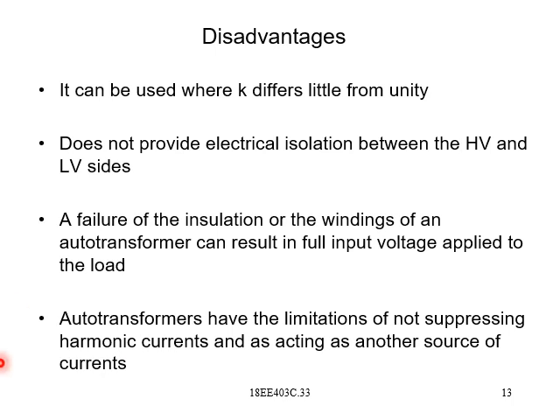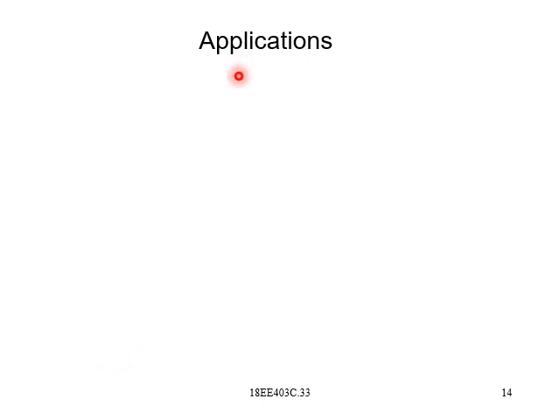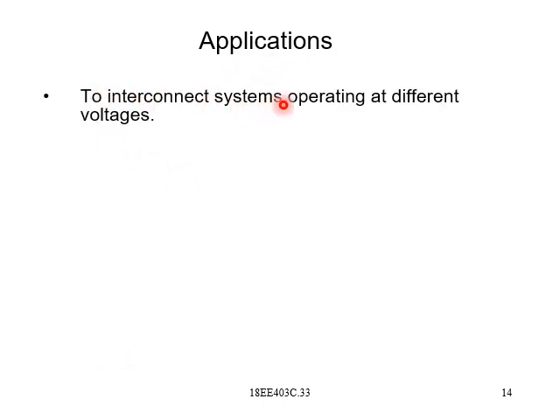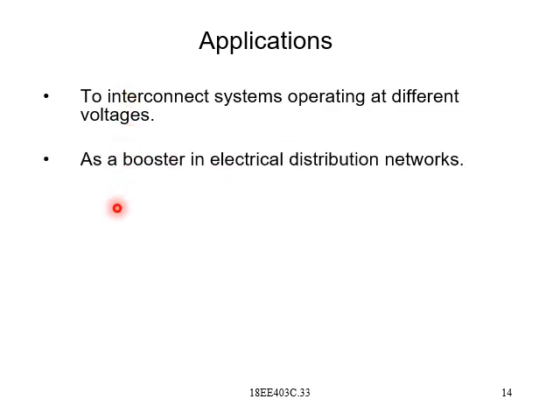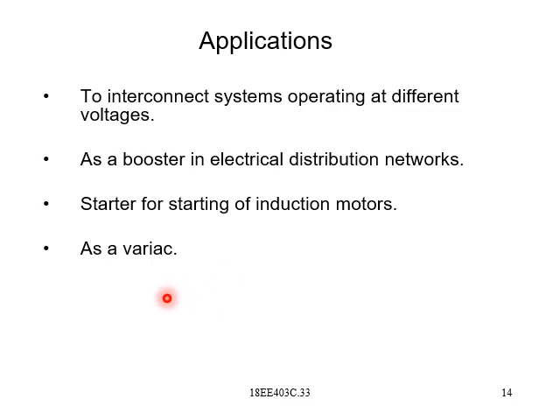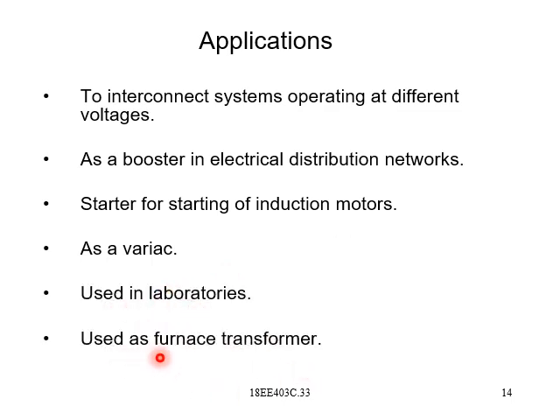Then moving on to the next slide, you see some applications of auto transformer: interconnecting systems operating at different voltages, as a booster in electrical distribution network, as a starter for starting of an induction motor, as a variac, and use in laboratories and as a furnace transformer. If there are two systems operating at different voltages, you can interconnect them and maintain the voltage equally. And it can also be used as a booster in electrical distribution network.